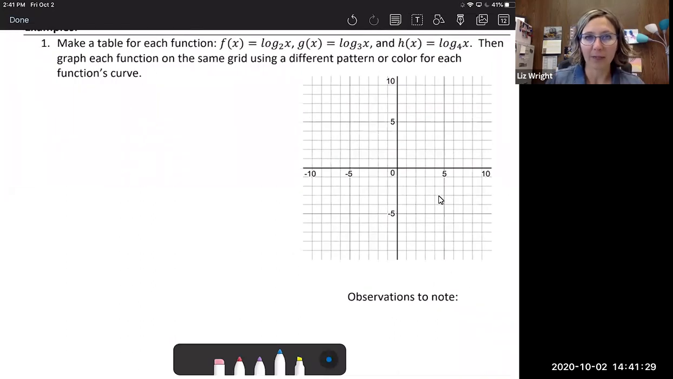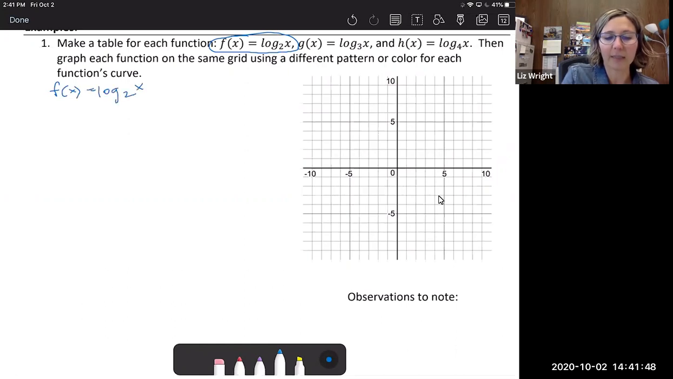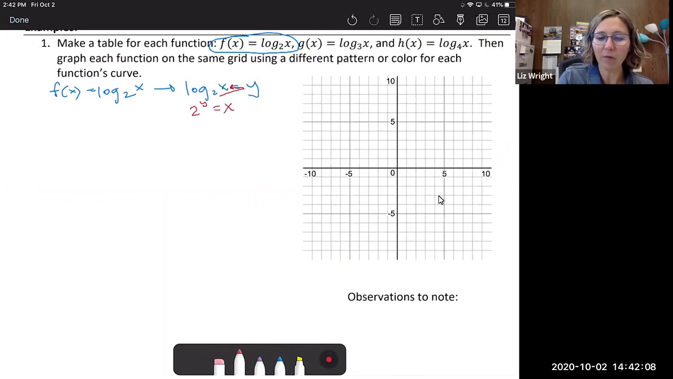Okay, so what was the first step that I said? Highlight, don't forget it. Make sure you do this step. We're going to take this function, f of x equals log base 2 of x, and first, what is it? Convert it to exponential form. If you want to, you can write log base 2 of x equals y. And then we're going to convert it: 2 to the y equals x. So this one is going to be 2 to the y equals x for this function.